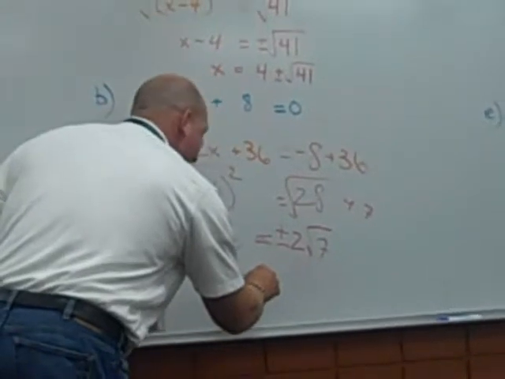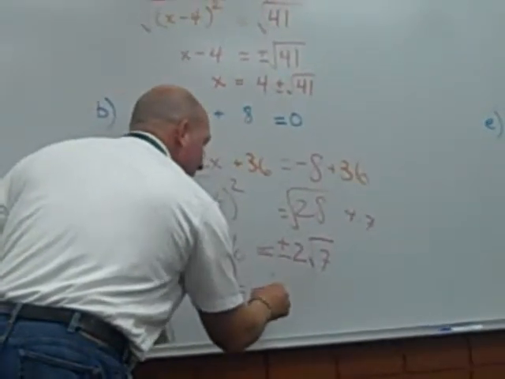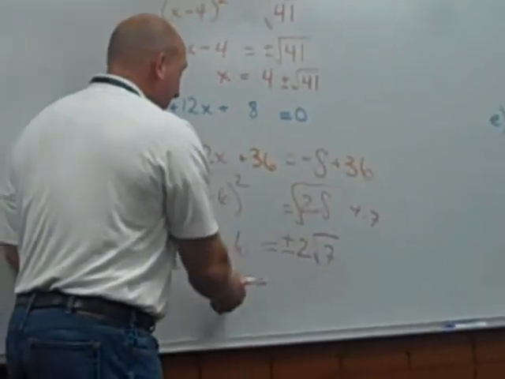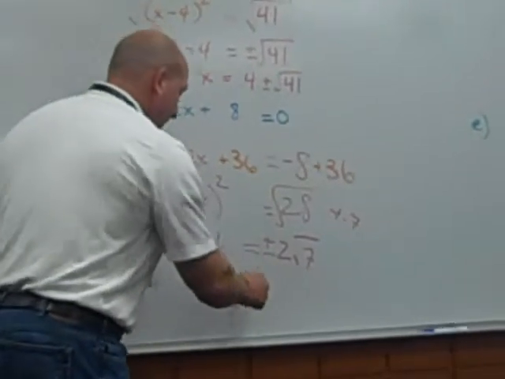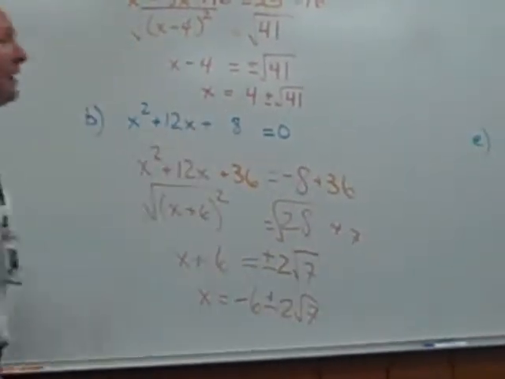Rushing, what is it? X plus 6, how do I get this so it says x all by itself? Oh, -6. Negative 6 plus or minus 2 square root 7. Done.